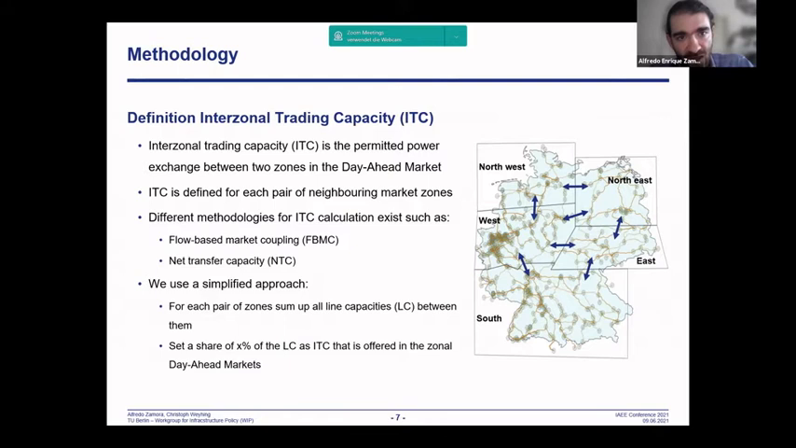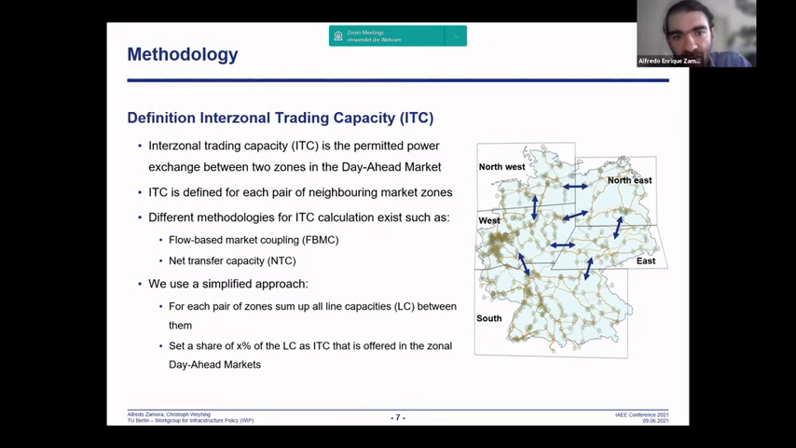The inter-zonal trading capacity, or as we call it ITC, is the permitted power exchange between two zones in the day ahead market. So the ITC is defined for each pair of neighboring market zones, and there already exist different methodologies for calculating the optimal ITC between different market zones, such as flow-based market coupling or net transfer capacity. But for this project, we went for a simplified approach in which we add up all the line capacities between two zones, and then we set the share, or in this case several shares, of this trading capacity.